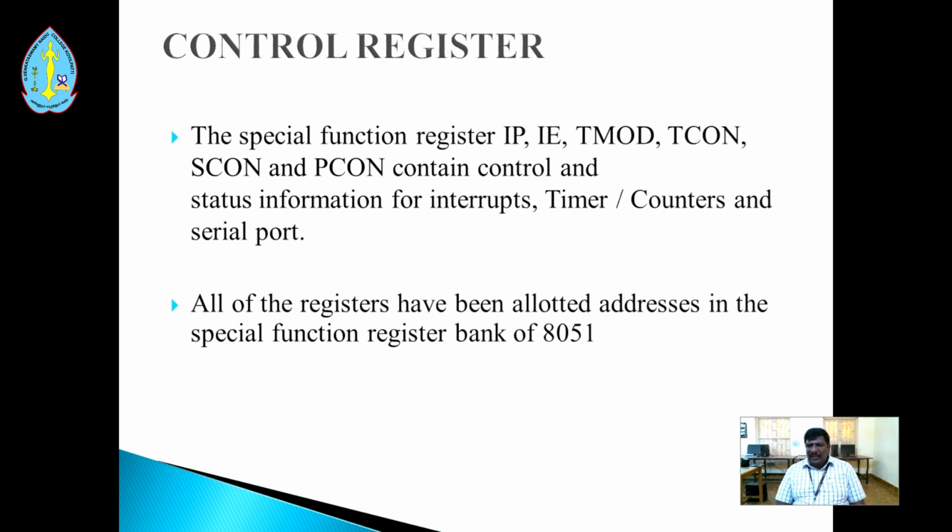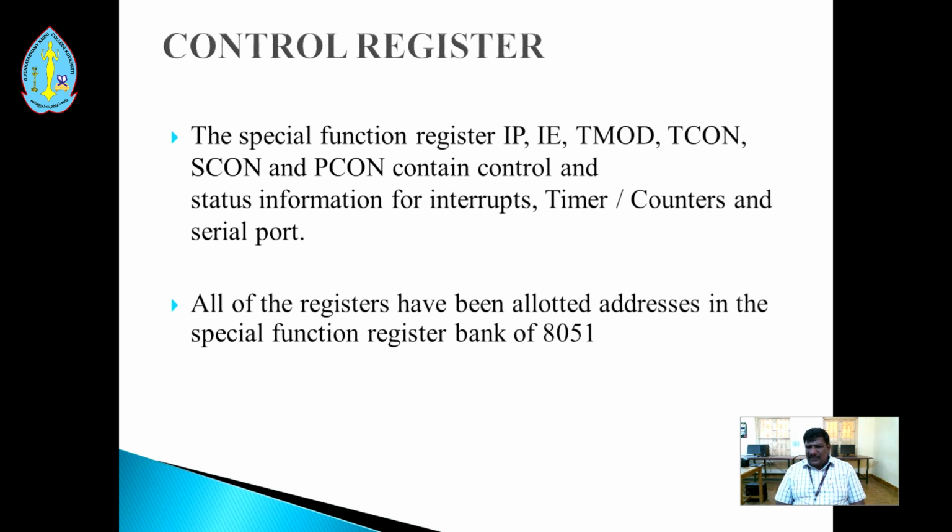It consists of IP, IE, T-mode, T-con, S-con, P-con and status for information, timer and counter in the serial port. The IP means the interrupt priority. IE means interrupt enable. T-mode is timer mode. Next are timer control, serial control and power control, which control the modes, and also the timer counters and serial interrupt available on the control register.